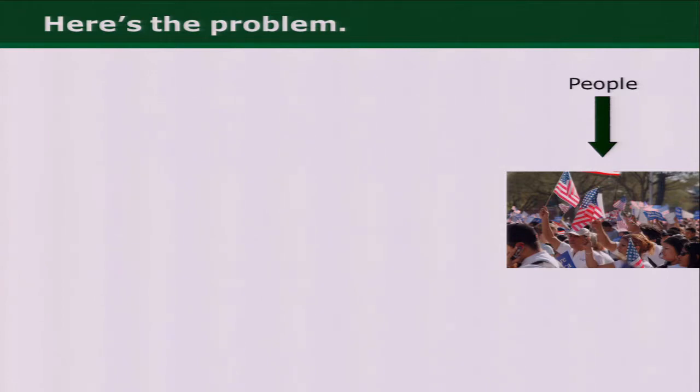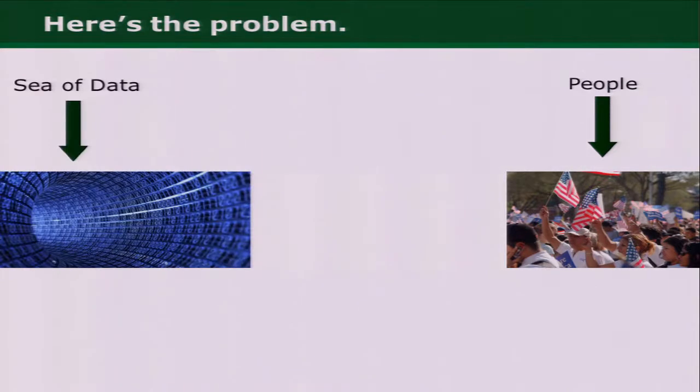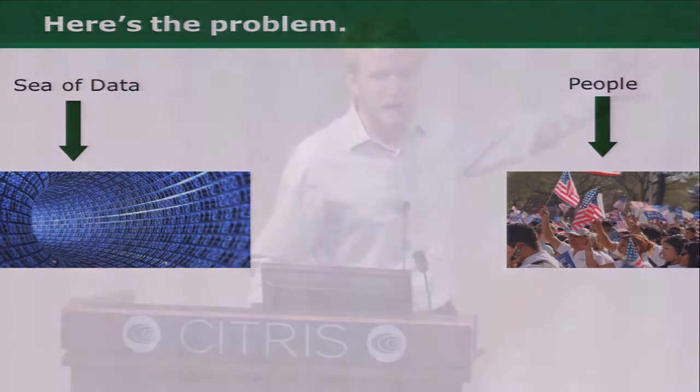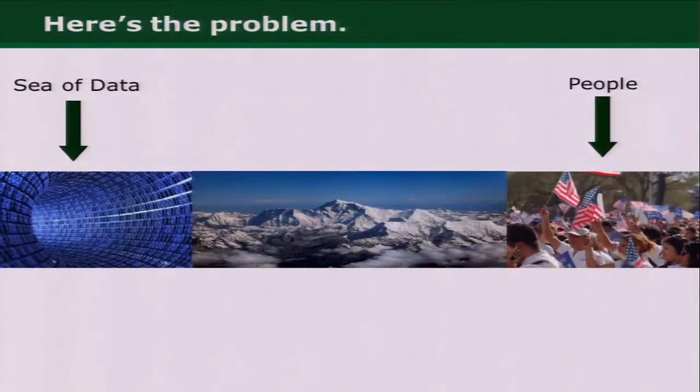So here's the problem. Here are the people on one side, and then here's this sea of data that is the theme of our panel. And the sea of data is where the information lives about where the money is coming from. So I'll talk about that in a second, but first I'd actually like to talk about this other thing, which is the treacherous mountain pass that exists between the people and the sea of data.